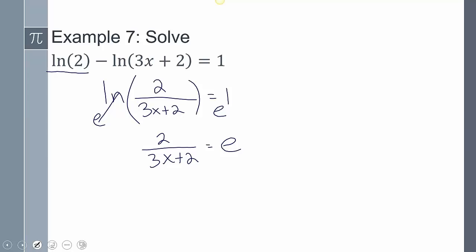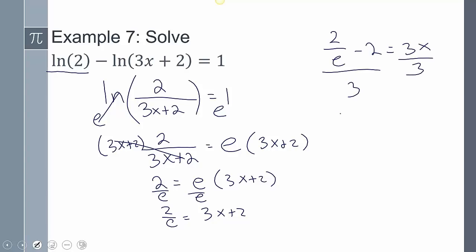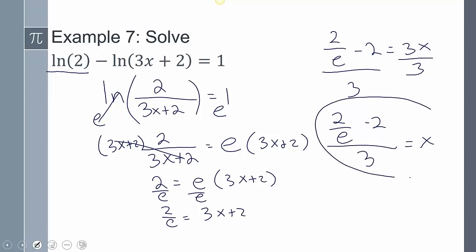So I got to get x out of the denominator, so 3x plus 2, those cancel out, so I get 2 equals e times 3x plus 2. I can divide both sides by e, so 2 over e equals 3x plus 2, minus 2 on both sides, so 2 over e minus 2 equals 3x, then divide everything by 3. So 2 over e minus 2, all over 3, equals x. Yep, that's super weird. And if you were to take that and plug it back into your calculator to see if things simplify, they will. They 100% will.